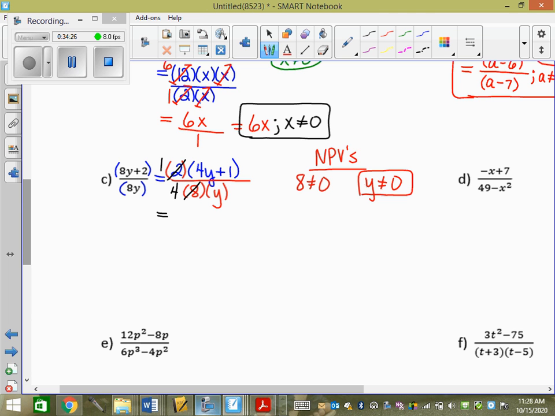So on the top I have a 1 times 4y plus 1. Do I need to write the 1? Nope. So I have 4y plus 1 on the top, and I can keep it in brackets if I want or not. It's fine. And then on the bottom I have a 4y in separate brackets, or I could write them without the brackets in the answer. And I have to remember to follow behind with y cannot equal 0.